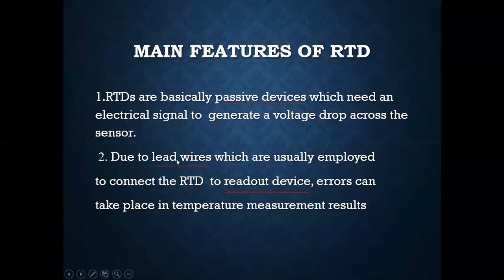If the lead wire is a metal, then it also has resistance. So if we do not compensate that resistance, we may get an erroneous reading. For that purpose, we are using 2-wire, 3-wire and 4-wire RTDs, which I will explain.